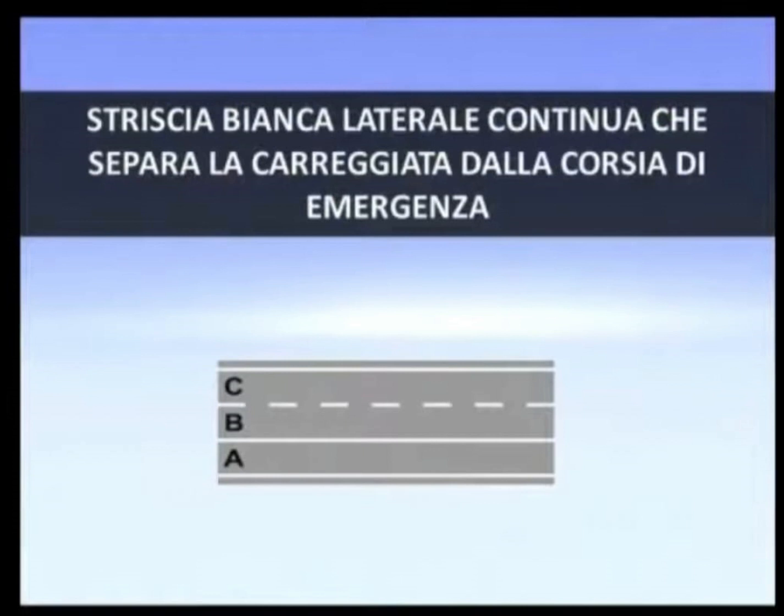Now just simple. If you see these lanes A, B, C, B and C are normal lanes. The line that separates B from A, because A will be an emergency lane. They are asking which kind of line separates the emergency lane from the main carriageway. It is a continuous line, in case you are asked in the exam.